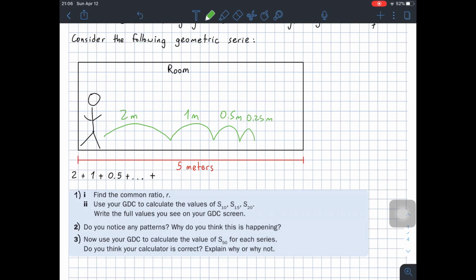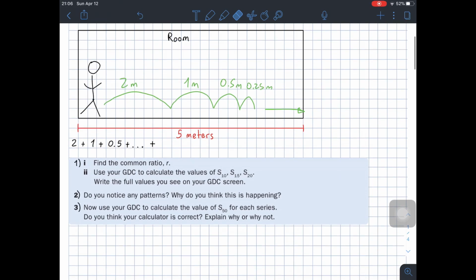So the question is, do you think that this person, considering a 5 meter long room, will make it to the end? Do you think that if this person continues with these patterns of steps, that person will reach the other end of the room? So we're going to analyze this together. This is what converging series is about, and you will be understanding this in a second.